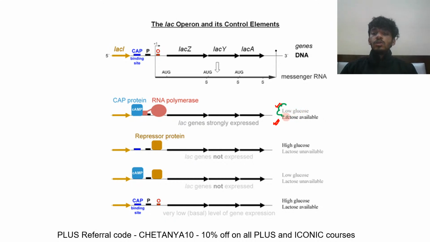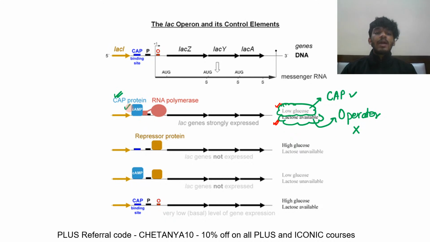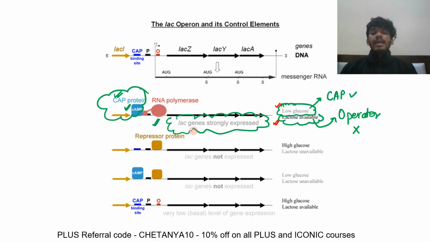If there is low glucose and there is availability of lactose, because there is low glucose, the CAP site is occupied, and because lactose is available, the operator site is unoccupied. So that will favor transcription. CAP protein and cAMP complex are present here. They will favor the binding of RNA polymerase, and the Lac genes are strongly expressed. In all other cases, there is very little or basal expression of Lac genes, right?